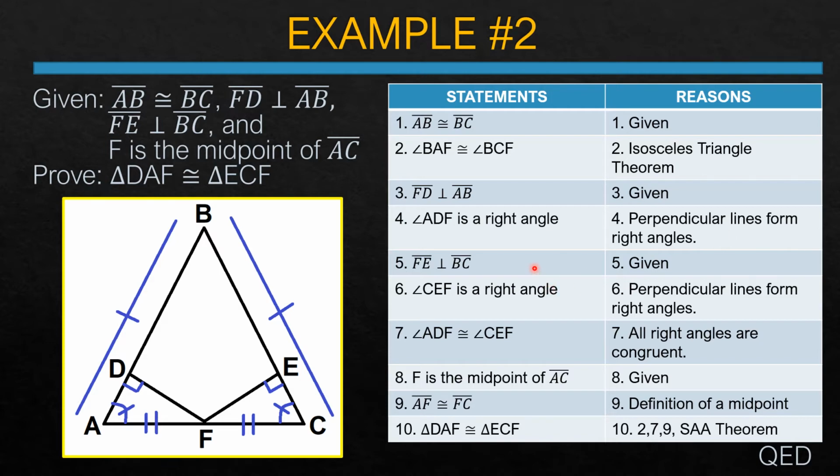Statement 5 is another given. Line segment FE is perpendicular to line segment BC. And statement 6 is, what do you think? Statement 6 is a consequence of statement 5. Angle CEF is a right angle because perpendicular lines form right angles.